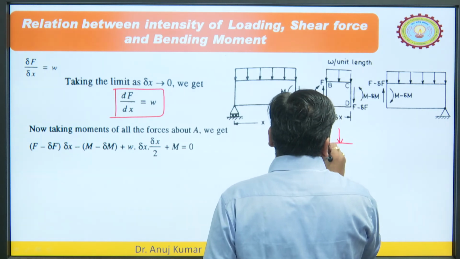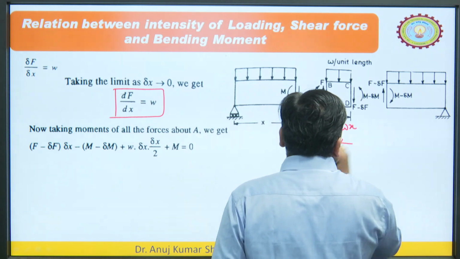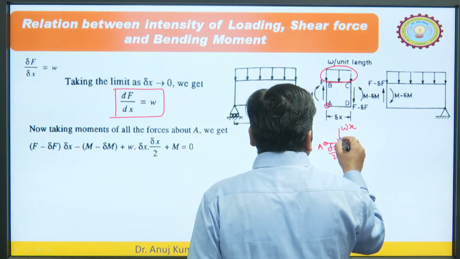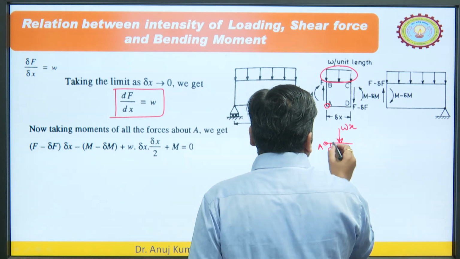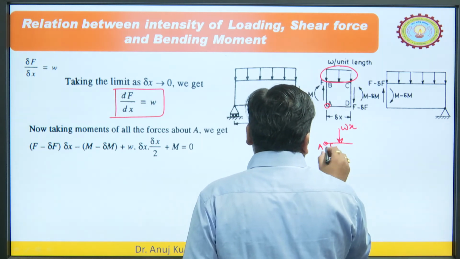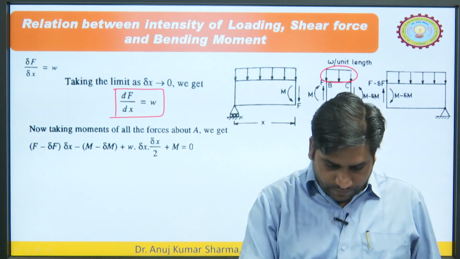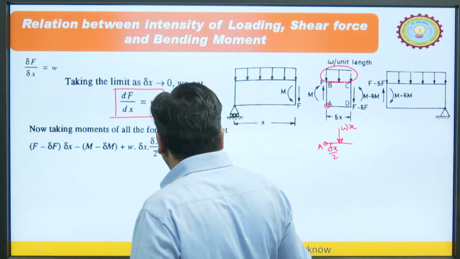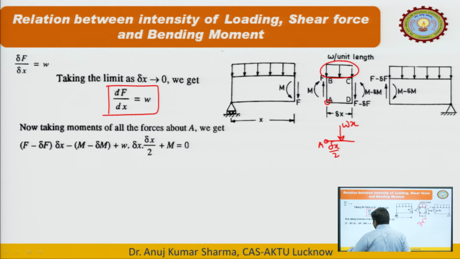Let us say this point is A. The intensity of this load is W into x. If we replace this UDL by a point load, as already discussed, the point load would be Wx and it will act at a distance of delta x by 2. So the moment of this is Wx into delta x by 2. On the right side the moment is anti-clockwise, so we have taken it as positive.